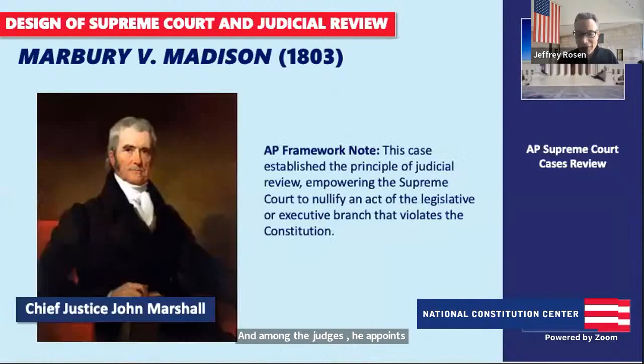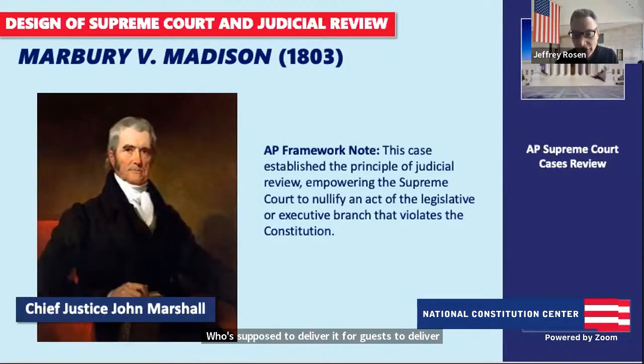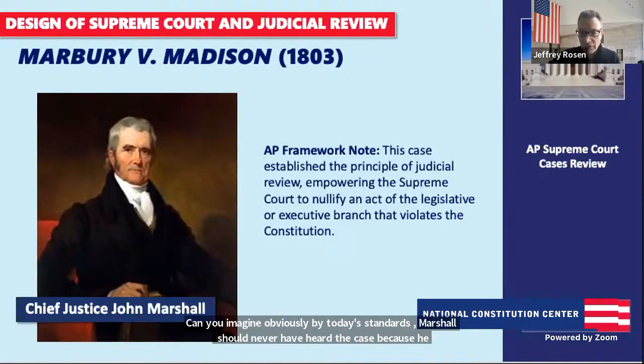Unbelievable. John Marshall is standing there with Adams. He's supposed to deliver the commission. He forgets it. Then Adams appoints him to the Supreme Court. Can you imagine? Obviously, by today's standards, Marshall should never have heard the case because he was the guy who forgot to deliver the commission. Different time. But Marshall's in a tough situation here because Marbury says, I want you, Supreme Court, to force President Jefferson and his Secretary of State, James Madison, to deliver the commission to which I'm entitled because it was signed.